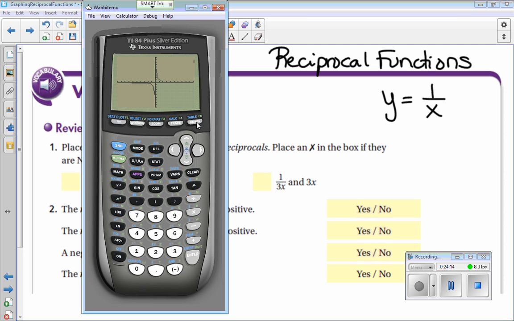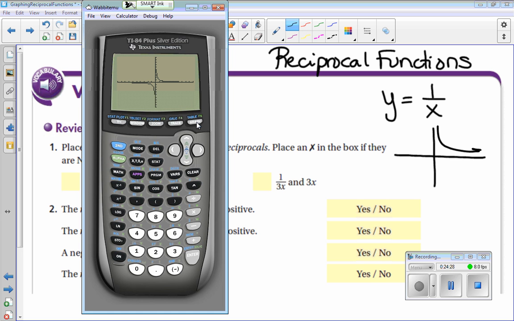I'm going to turn the light down a little bit so you can see up here on the smart board. But 1 divided by x, everyone should have this particular function. And if you remember, we did graph this before. It looked something along these lines. That's called the reciprocal function.